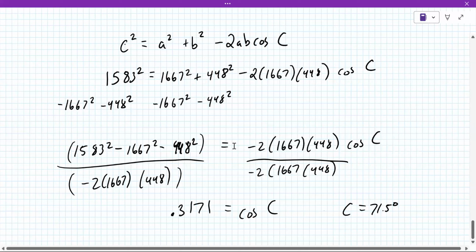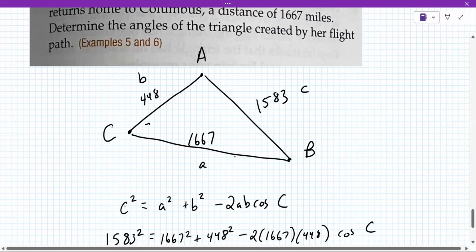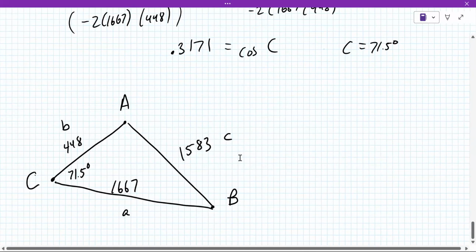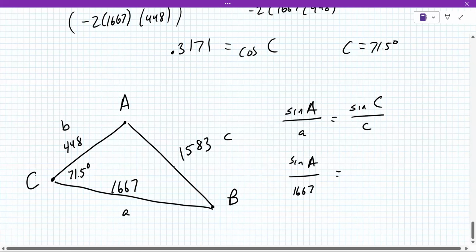All right, so that's angle C. Unfortunately, we still have a bit to do, and it's going to be law of sines this time, because you now have an angle and a side pair. You've got little c and big C. You can solve for either A or B. I'm just going to choose to solve for A. So sine A over little a equals sine C over little c. Then you put the numbers in that you have: sine A over 1,667 equals sine 71.5 over 1,583.